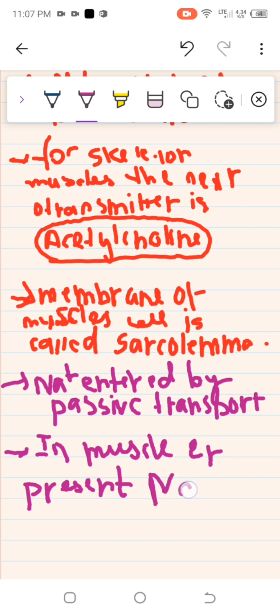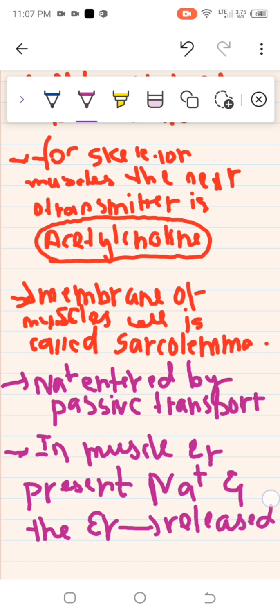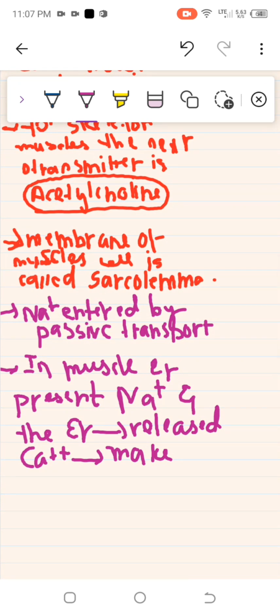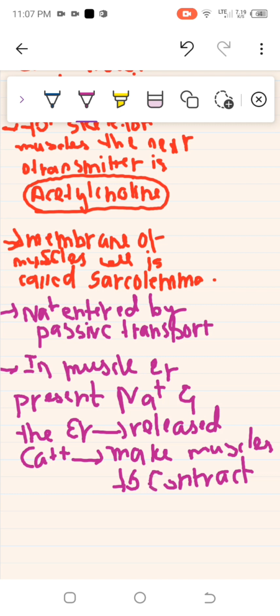Na enters, Na entered the ER. Na entered into where? Into the ER. Then the ER releases calcium. As we all know, calcium is what makes muscles contract. So calcium makes muscles contract. Fine. So now we are going to discuss a little bit about the cardiac muscle in detail.